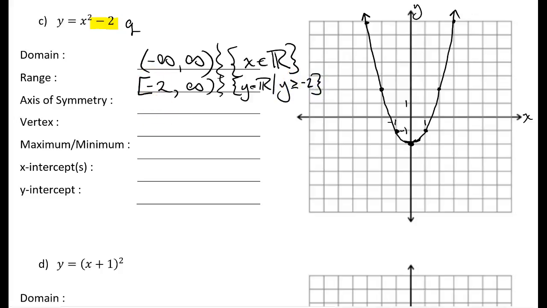My axis of symmetry is still through my vertex, and I haven't moved horizontally, which means it is still x equals 0. The vertex itself is at 0 and -2 now.